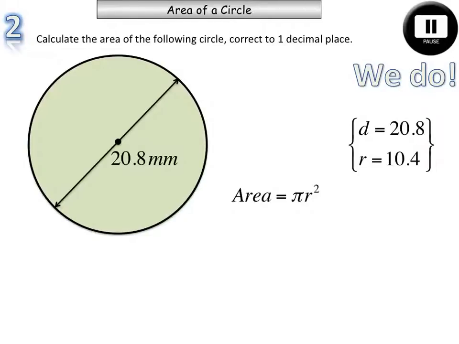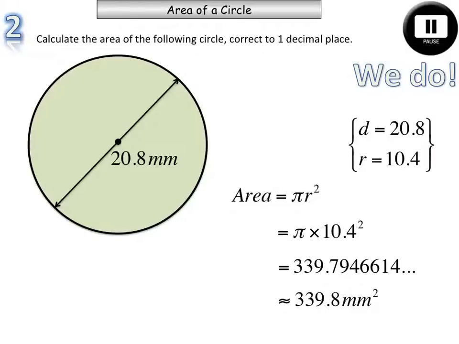Okay, so the diameter is 20.8, so that's that distance there. But we don't want the diameter in this formula, we want the radius, and the radius is a half of 20.8. So pi times 10.4 squared, which equals 339.79, etc. Rounding that to 1 decimal place, and we get 339.8 square millimeters. How did you go?